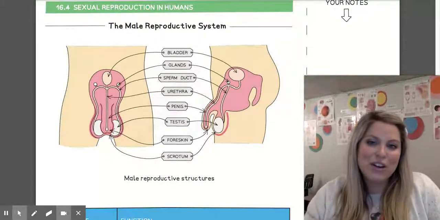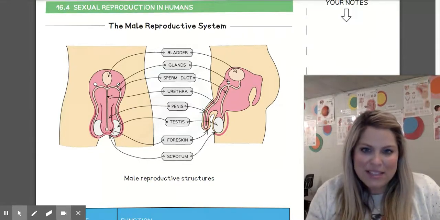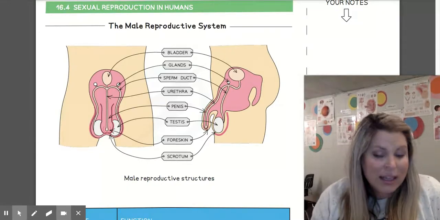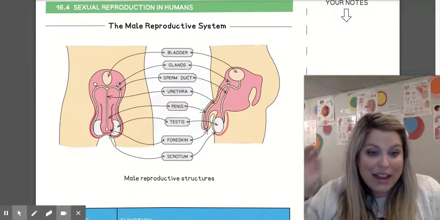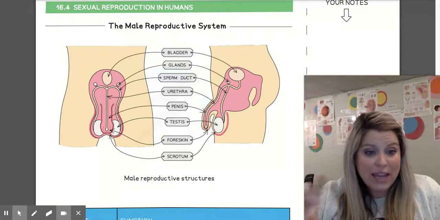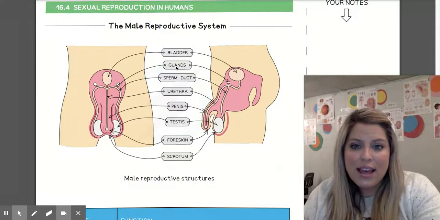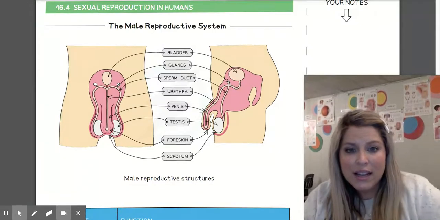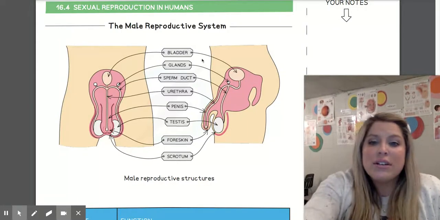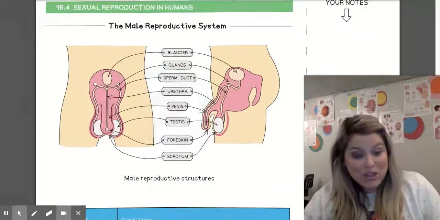So let's go ahead and talk about first our male reproductive system. Now, with our male reproductive system, we're going to have in our notes a table that gives you the main structures that you're going to be responsible for knowing and knowing their function. So first we'll start off with the prostate gland, which is going to be located right here. Just know that whether it says glands, that is going to be your prostate gland. It produces the fluid called semen that provides sperm cells with its nutrients.